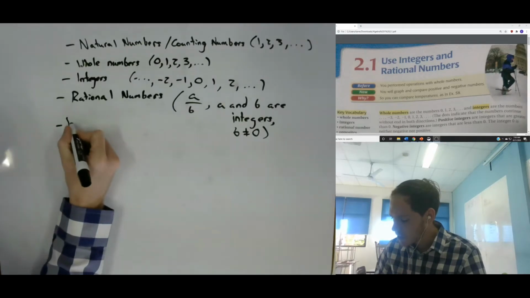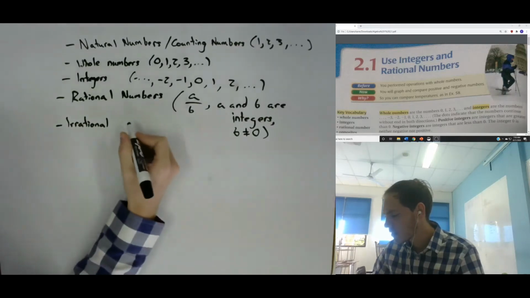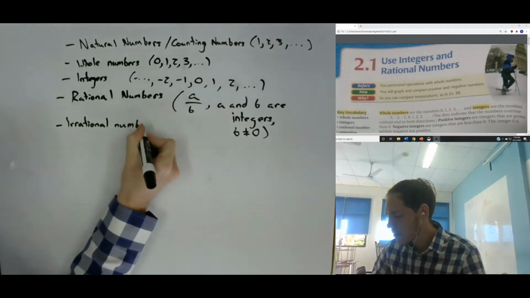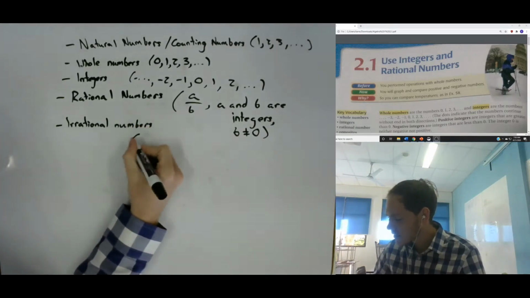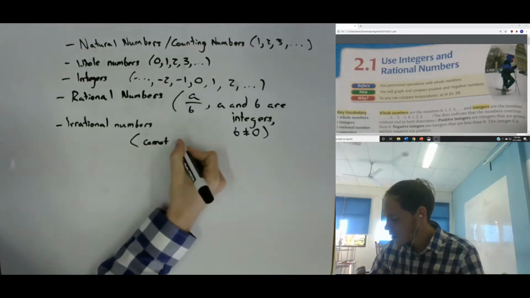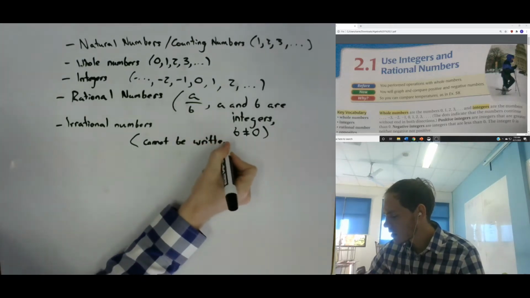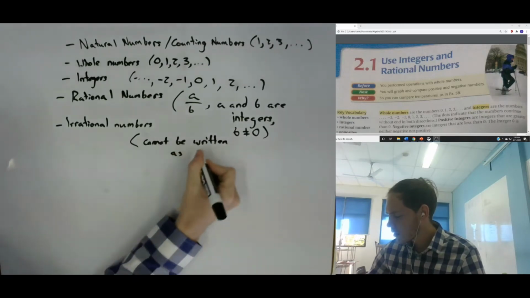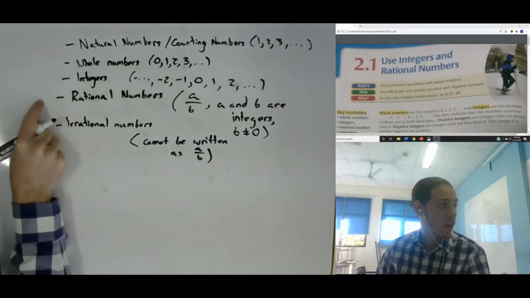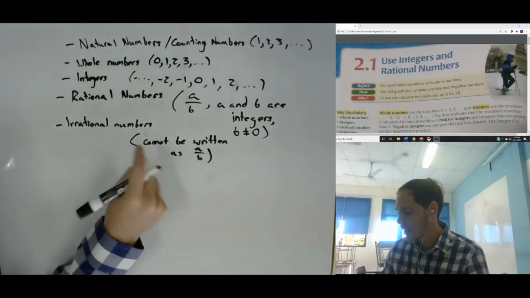Now, irrational has several definitions. But basically, the best way of saying it is that it cannot be written as A over B. So it cannot be written this way, okay? So rational numbers can be written as a fraction, whereas irrational cannot.